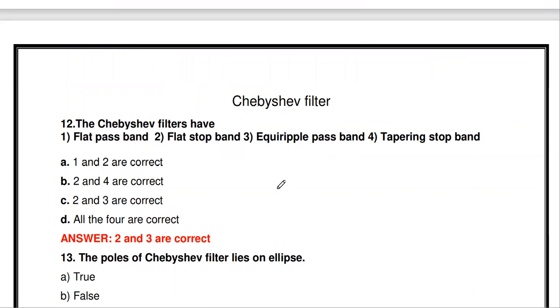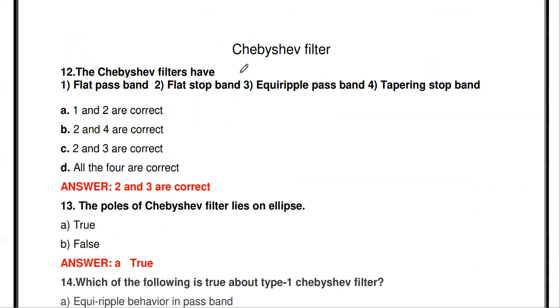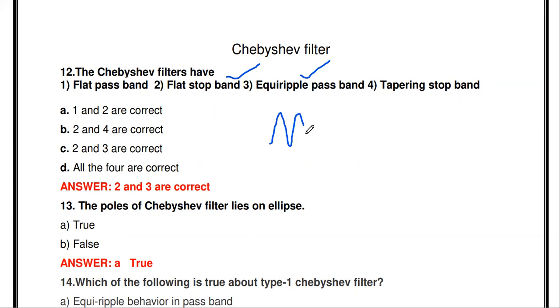So now the Chebyshev filter. The Chebyshev filters have flat pass band, flat stop band, equiripple pass band, tapering stop band. The Chebyshev filter has a flat stop band and equiripple pass band. The pass band is equiripple, and the stop band is flat. So these are all the characteristics of the Chebyshev. So 2 and 3 is the correct answer.